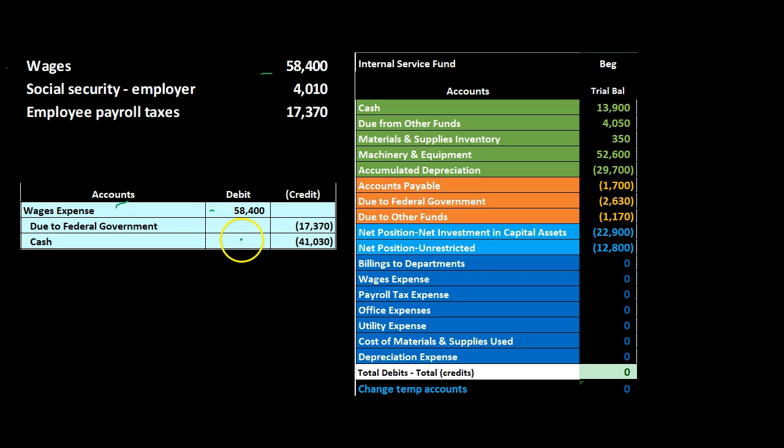Then we're going to credit the due to the federal government, that being for the withholdings. Those are going to be the taxes that we're going to pay, but not taxes of the government. There are theoretically the taxes of the employee. They earned $58,400. We have withheld from them the $17,370, which we are going to pay on their behalf to the federal government, and therefore we're going to increase a liability account, which we will then pay off in the future. Then the difference is the cash. This would be like the net check.